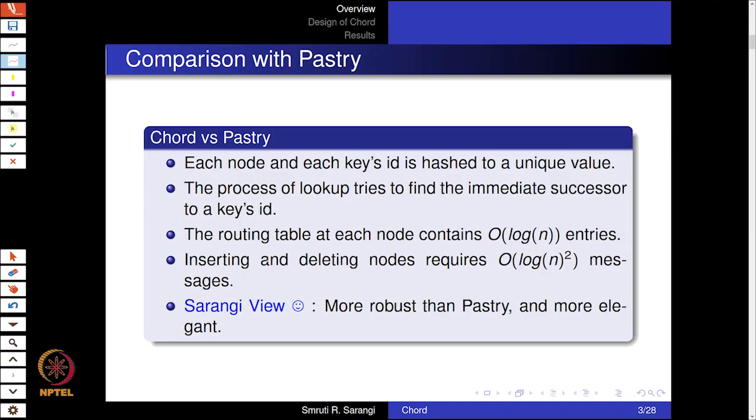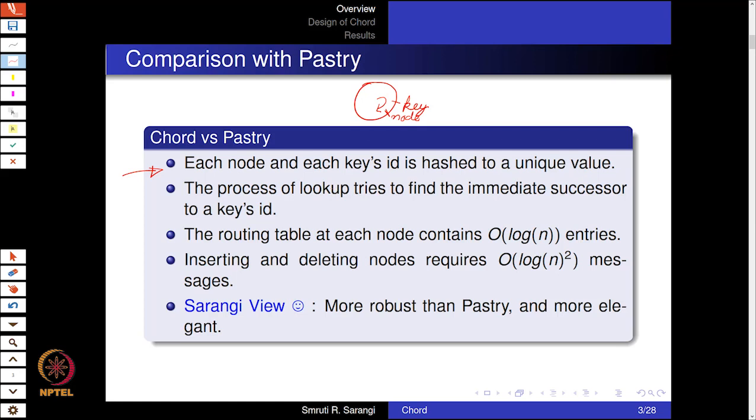So Chord versus Pastry. The key idea is the same, that each node and each key's ID is hashed to a unique value. But the process of lookup is different. Recall that in Pastry, the process of lookup tried to find the node that was closest to the key, but in this case we don't do that. What we do instead is, in the circle, we try to find the node that is the immediate successor of the key. So we take the key's ID and we try to find the node that is the immediate successor when we are traversing the circle clockwise.